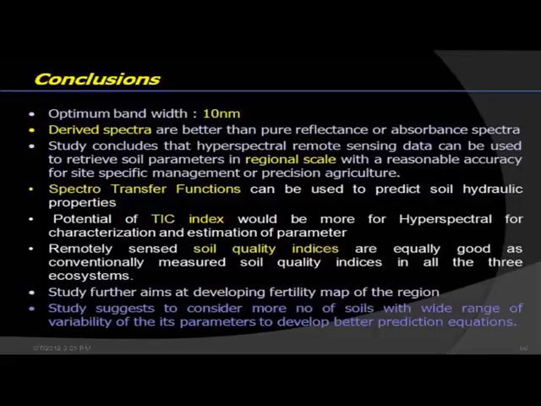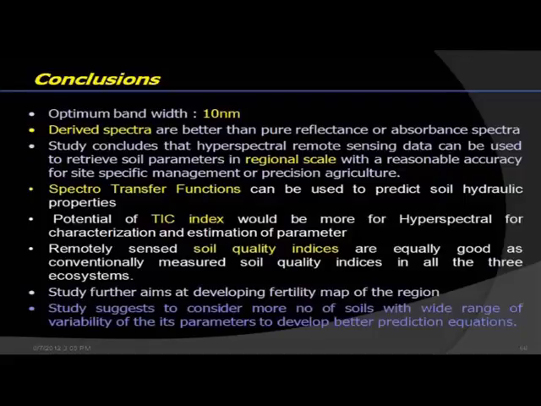Based on the soil parameters which could be estimated through hyperspectral remote sensing, one can do fertility mapping, as you could see in the regional organic carbon map which we developed. The same can also be done for nitrogen and phosphorus, so that fertility index maps can be generated and site-specific nutrient management or precision agriculture can be done.